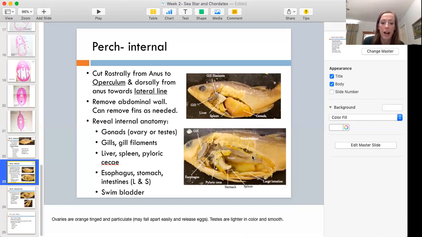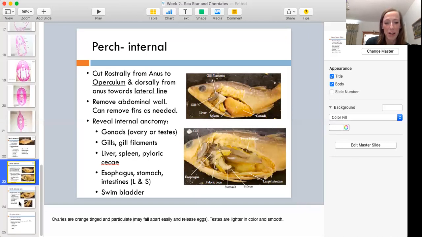The swim bladder allows for the fish to position itself as far as changing depth by having different amounts of air or water in it. When you cut open the swim bladder, you should be aware that there may be a lot of fluid that comes out of it. So just be conscious of that when you're doing your dissection. Don't be surprised when you have a lot of leaking.